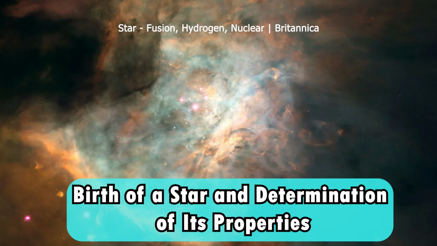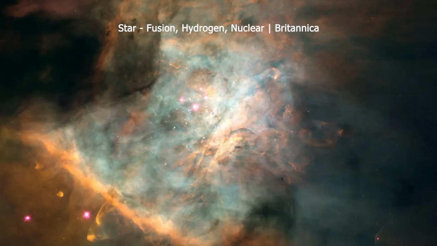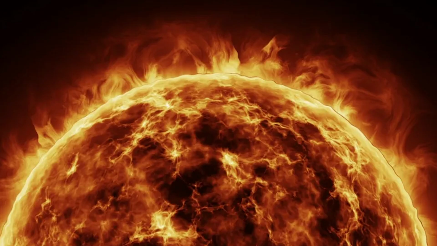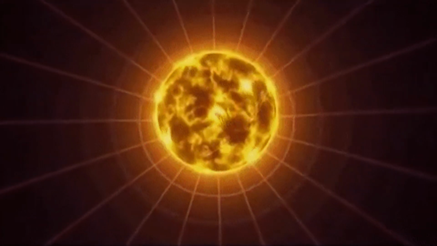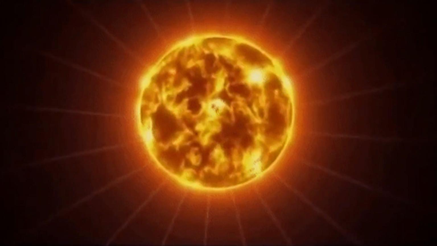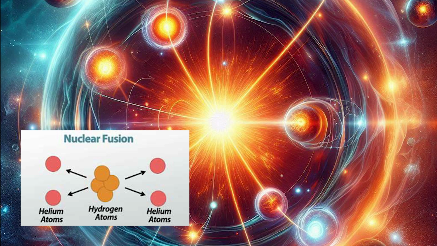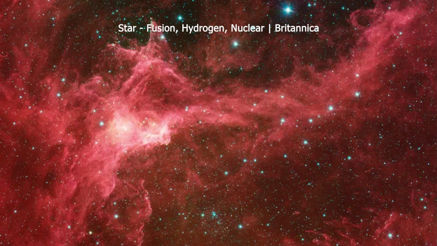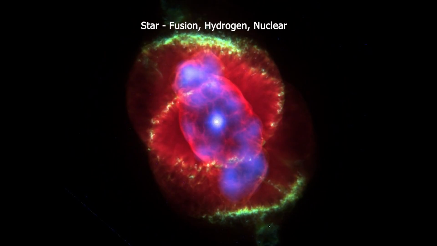Birth of a star and determination of its properties. Hydrogen fusion and birth of the star. When the temperature in the protostar's core reaches 10 million Kelvin, hydrogen nuclei fuse to form helium, releasing energy. This process is known as nuclear fusion. Once nuclear fusion begins, the protostar becomes a main sequence star and is considered a fully fledged star.